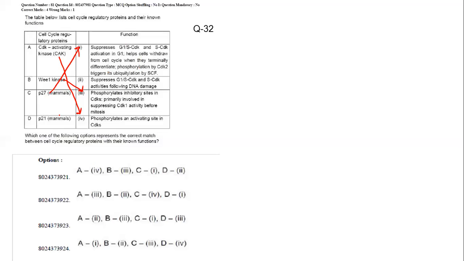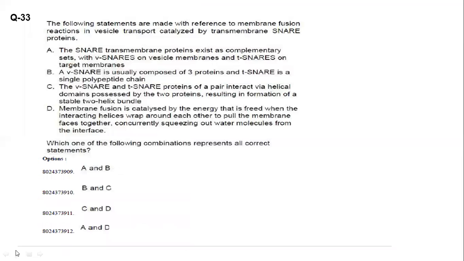And P21 is a suppressor of G1/S CDK and S CDK activities following DNA damage. So option 1 is the correct answer. Now see the next question. V snare and T snare. Now V snare for vesicle, T for tether, right? V snare and T snare.